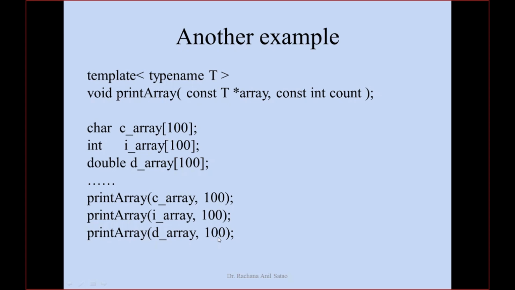So that function will display how many elements? 100 elements, because the second parameter count is 100. So this is how we can create the template and we can use it for different data types. So we have seen two examples. The first example is for finding the maximum number from the given three numbers, and the second is to display the contents of the array.